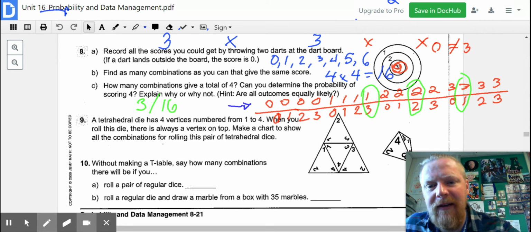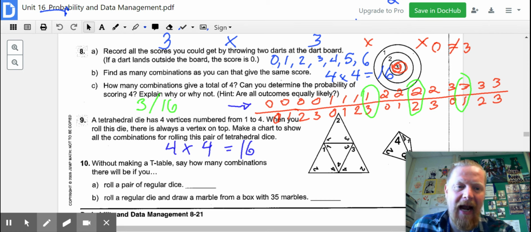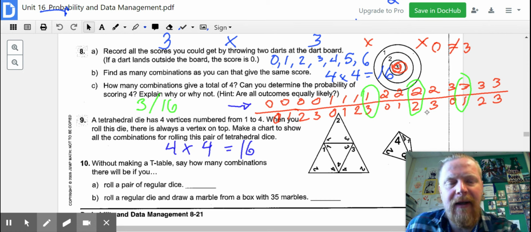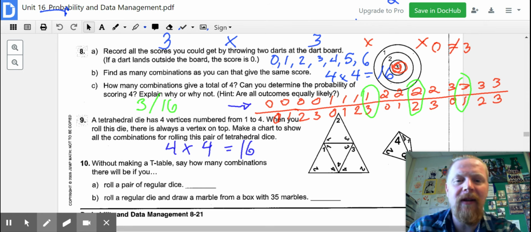I would actually rather just say there are 4 options for the first die. There are 4 options for the second die. There's going to be a total of 16 different combinations that I can come up with. Now that's kind of lazy. It's not the same as actually drawing out the charts and seeing what everything adds up to. But I can tell you that there's going to be 16 different outcomes that I could roll with those dice, or 16 different possibilities.